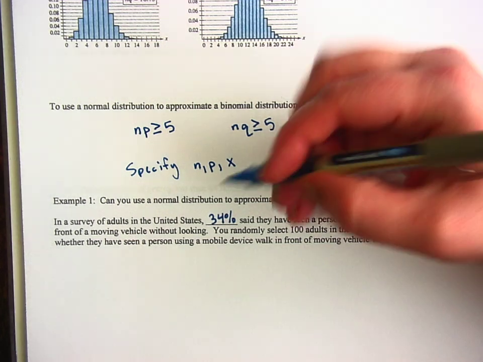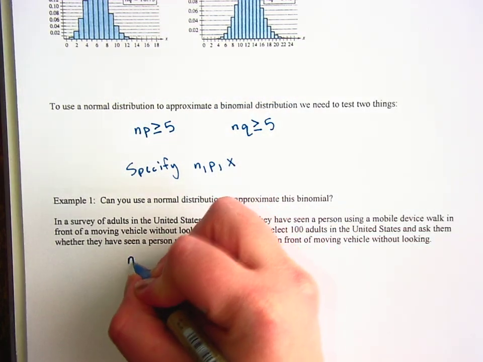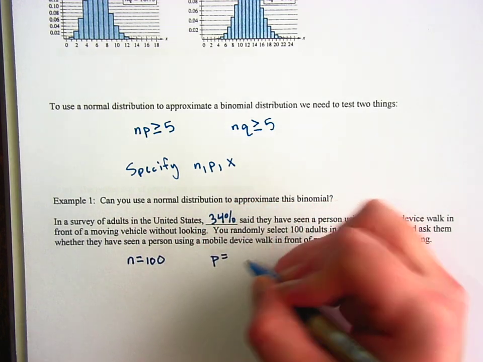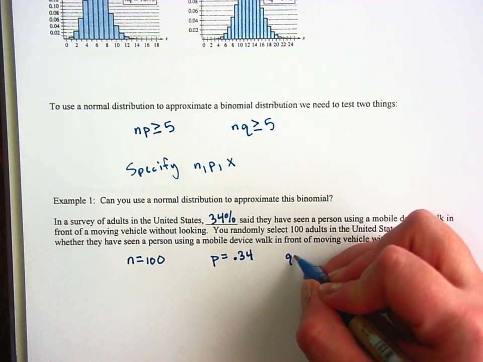All right, can this be normal? So the first question is, do we have an n? Yes, n is 100. P, probability of success. Sadly, the probability of success right now is walking in front of a moving vehicle with a car.